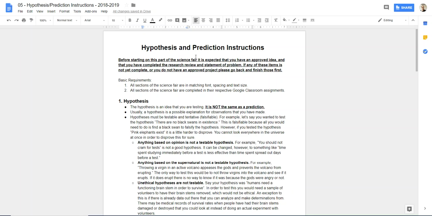The first thing that you need to know, it's really important, is you should not be starting this section unless you have an approved idea. If you don't have an approved idea, you may end up doing some work that you might have to repeat if you have to switch your idea afterwards.